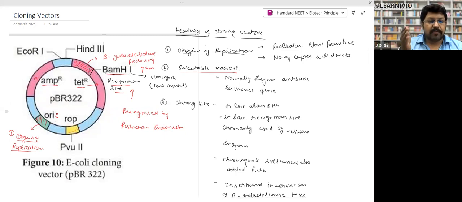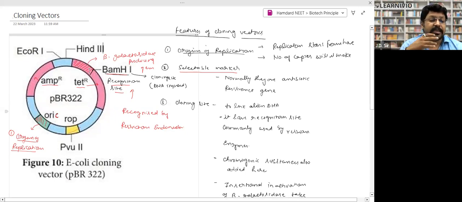Now, when we drop ultraviolet rays, those bacteria which have the beta galactosidase gene, meaning non-recombinant, will produce fluorescent color. But the recombinant bacteria will not produce fluorescent color. Why? Because the recombinant bacteria do not have the beta galactosidase gene. They will not produce beta galactosidase. In the absence of beta galactosidase, they will not illuminate. Got it?